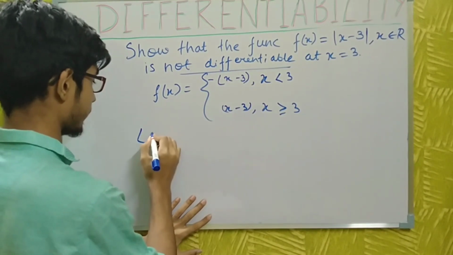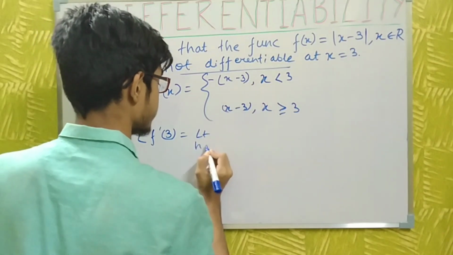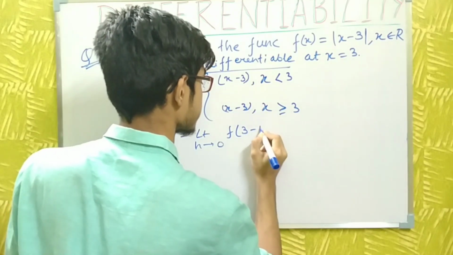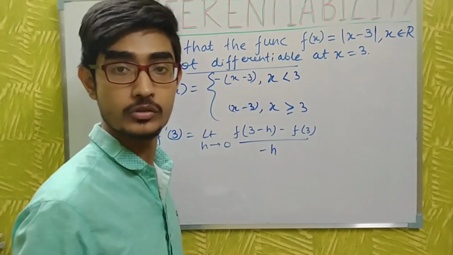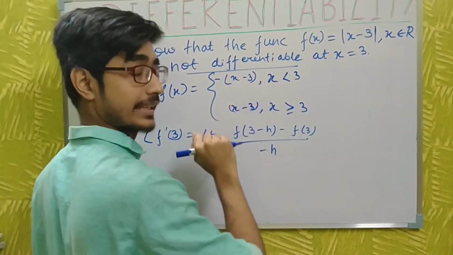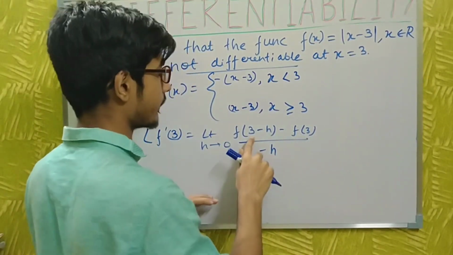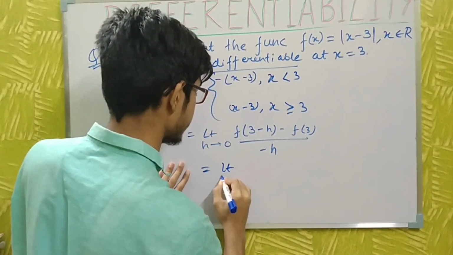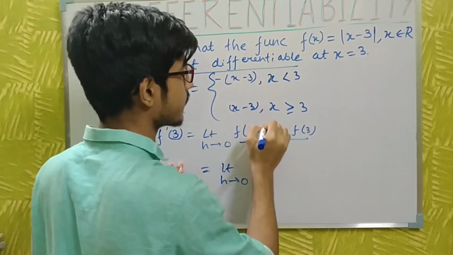Now let me check the differentiability of this function. At first, left hand f dash of 3 equals the limit h tends to 0 of f of 3 minus h minus f of 3 by minus h. Here h tends to 0, so subtracting something from 3 will become less than 3, so x is less than 3. So I will put the value of 3 minus h in the place of x.